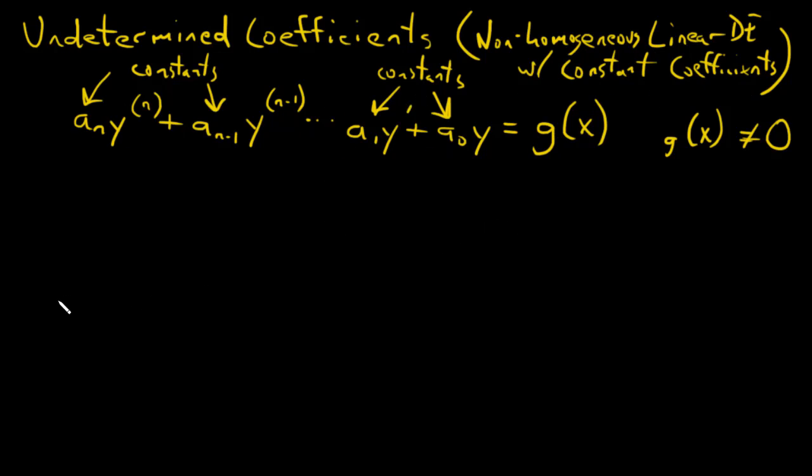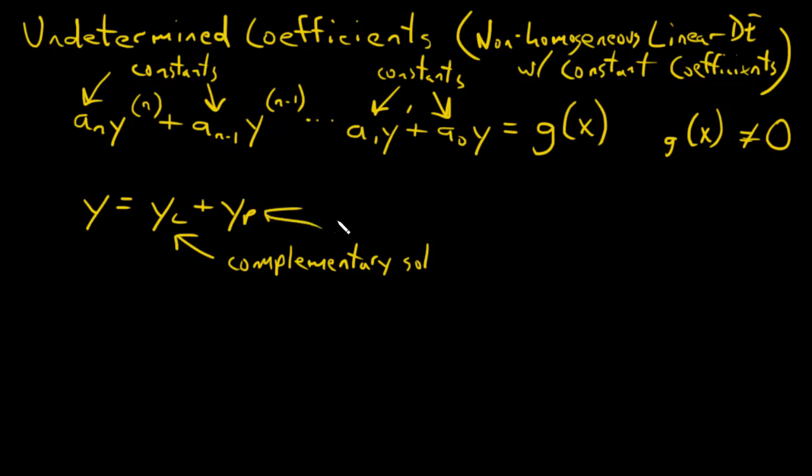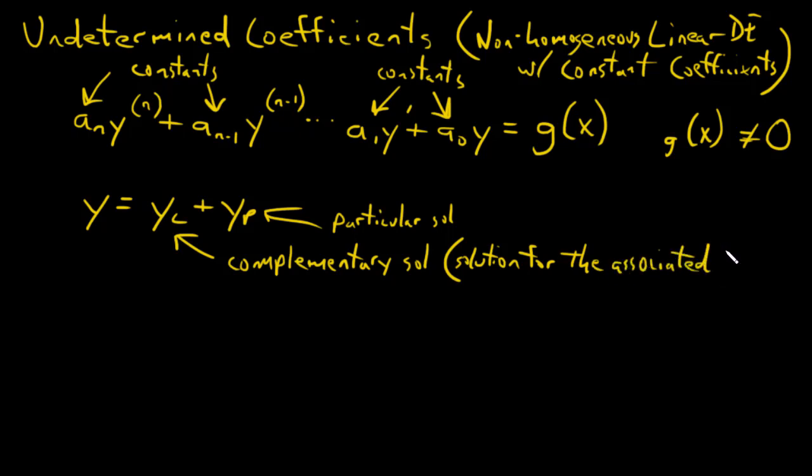Okay? So, as we talked about in the theory, and I kept going on and on about it, when we have a non-homogeneous DE, the solution takes the form of y equals y sub c plus y sub p. Y sub c is our, wow, that's a weird name, complementary solution. Y sub p is our particular solution. And what is the complementary solution? That is the solution for the associated homogeneous equation.